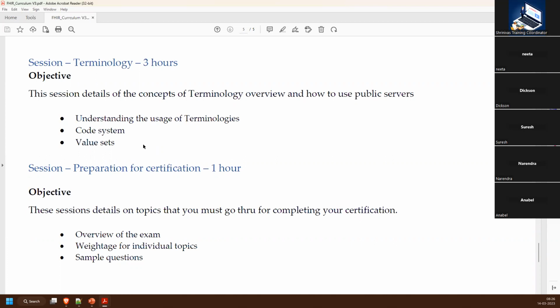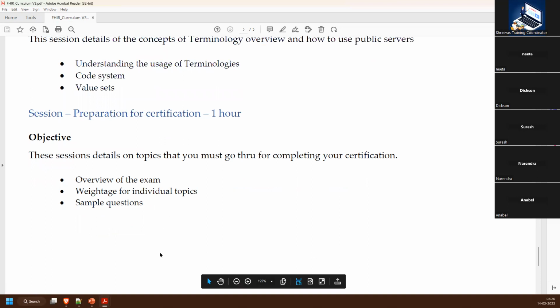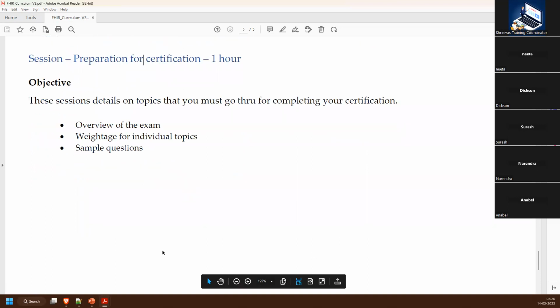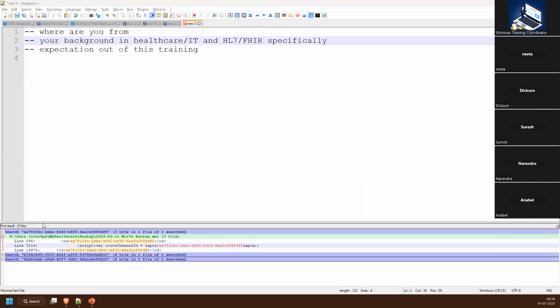Then finally, we will take a look at the overview of what all topics you have to complete for your certification. I think by this time, we'll be completing almost 70% of the topics. You will be left with a few topics and you will have to go through them and prepare well for your exam. That would be our last session and we will be closing our training. So that would be the course curriculum.